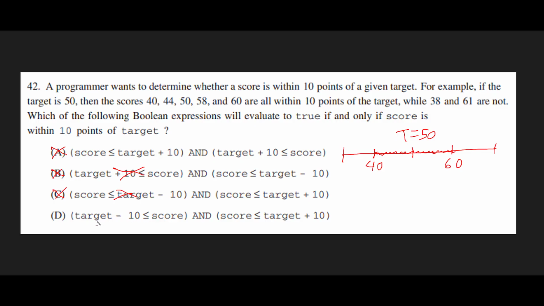Score is greater than or equal to target minus 10, so it's greater than or equal to 40. That's what we want. And score is less than or equal to target plus 10. It's less than or equal to 60. So it's both greater than or equal to 40 and also less than or equal to 60. That's this range right here, and that's what we want. So the answer to this is D.